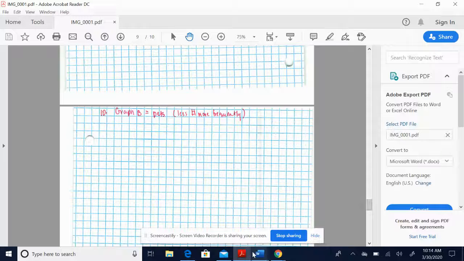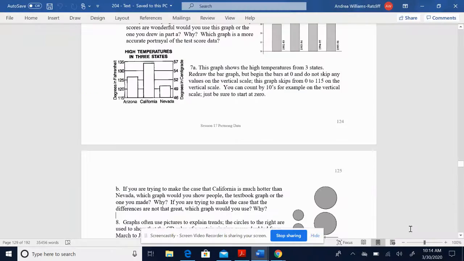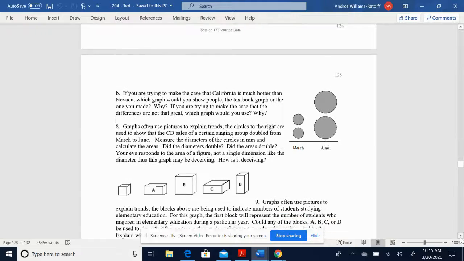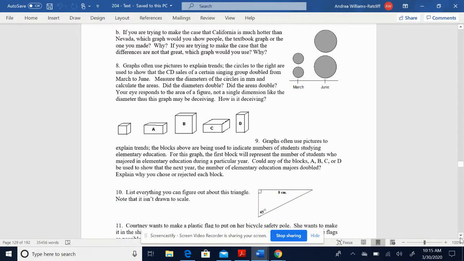Okay, so I'm going to look at question 8 a little bit differently here. Question 8 gives us two circles, and it tells us graphs often use pictures to explain trends. The circles to the right are used to show CD sales of a certain singing group doubled from March to June. Measure the diameter of the circles in millimeters and calculate the areas.